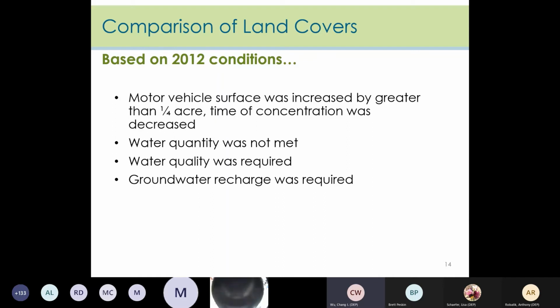So they have to choose the other option, where you have to reduce the peak flow rate to 50%, 75%, and 80% to meet the water quantity requirement. And since they have more motor vehicle surface, under the new rules they would have to meet the water quality requirement, and groundwater recharge would also be required.